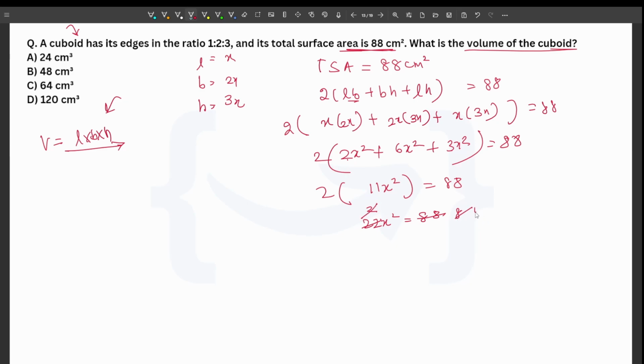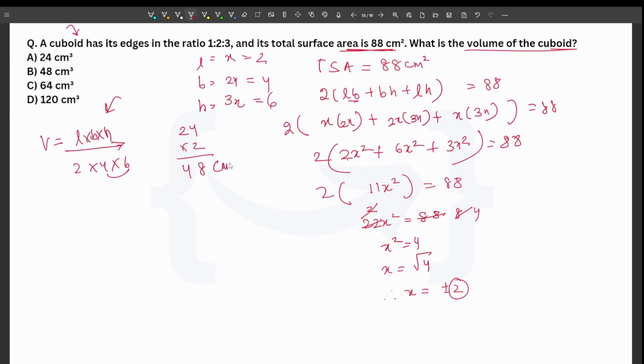So 2 times 4 is 8. So x square is 4. So x is equal to 2. Therefore, your x value would be plus or minus 2. Okay. So yes, you got your x value as 2. So the edges will become 2, it will become 4, and it will become 6. So you just need to find 2 into 4 into 6. 6 times 4 is 24. So 24 into 2 will give you what?